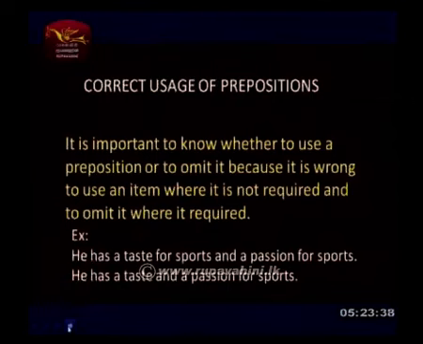No, we have an example there, Mr. Terence. So here the first one is: he has a taste for sports and a passion for sports. Here we can see some extra preposition. So we can correct this particular sentence as: he has a taste and a passion for sports. Here we have an extra preposition, for, in this sentence, Mr. Terence.